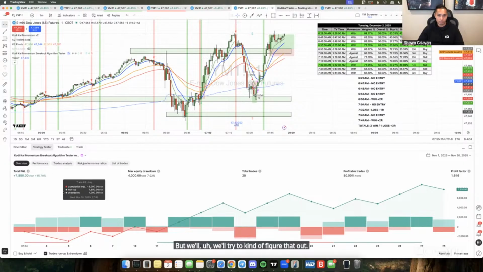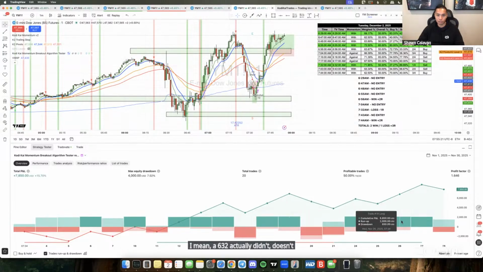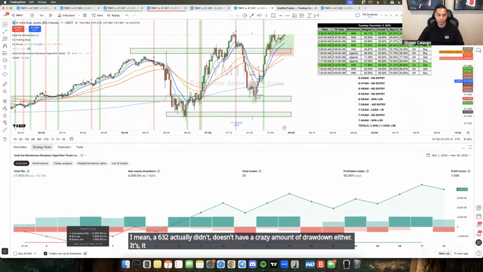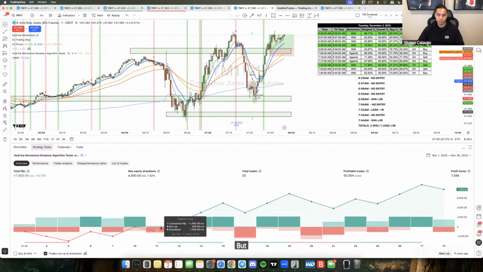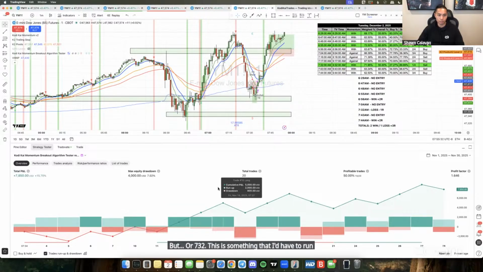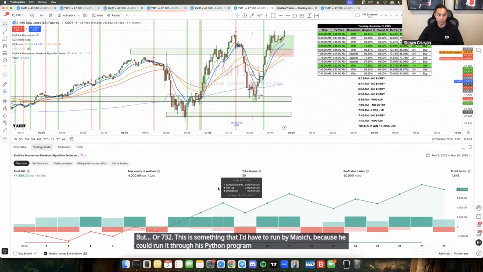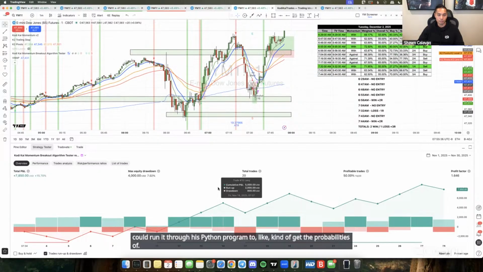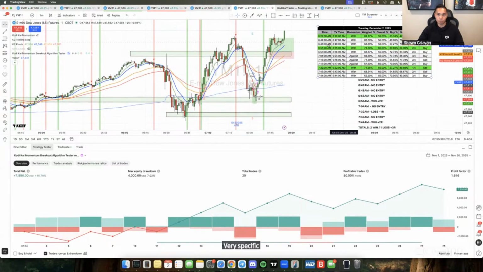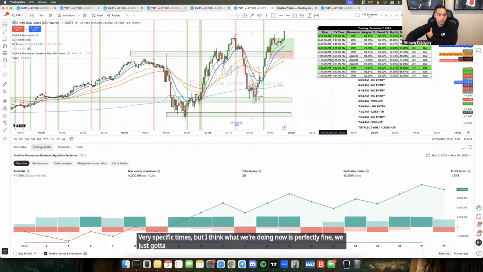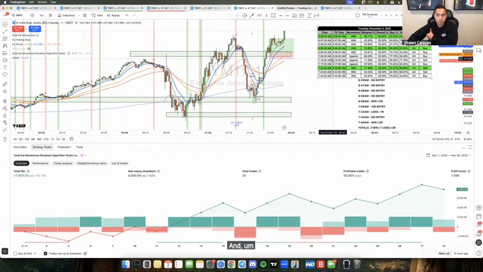So I'm looking over here at the 632. I mean, the 632 actually doesn't have a crazy amount of drawdown either. It's just about the same, or 732. This is something that I'd have to run by Masish because he could run it through his Python program to get the probabilities of very specific times. But I think what we're doing now is perfectly fine. We just got to stick to it and stick to the game plan, really.